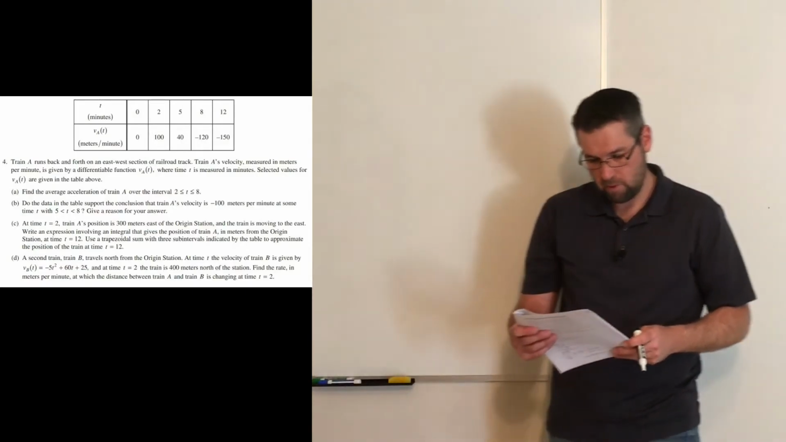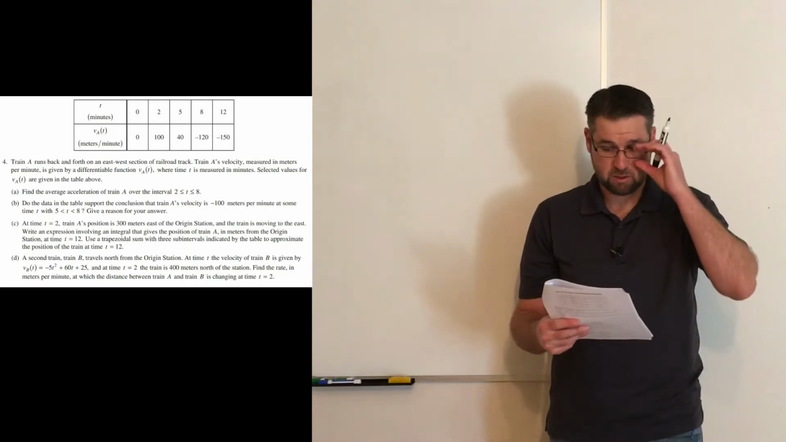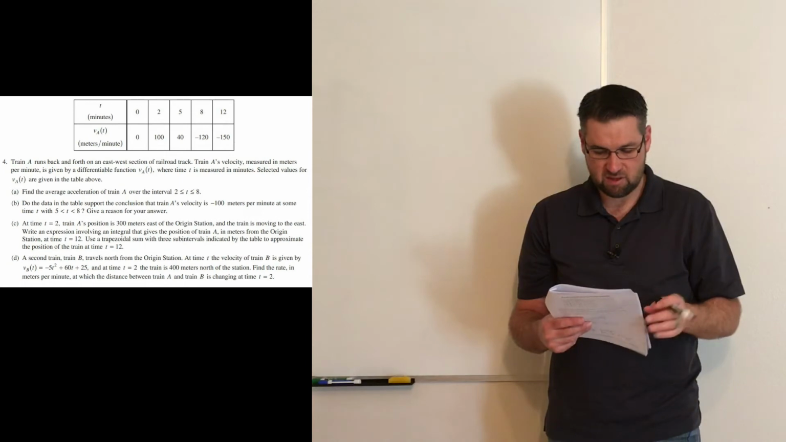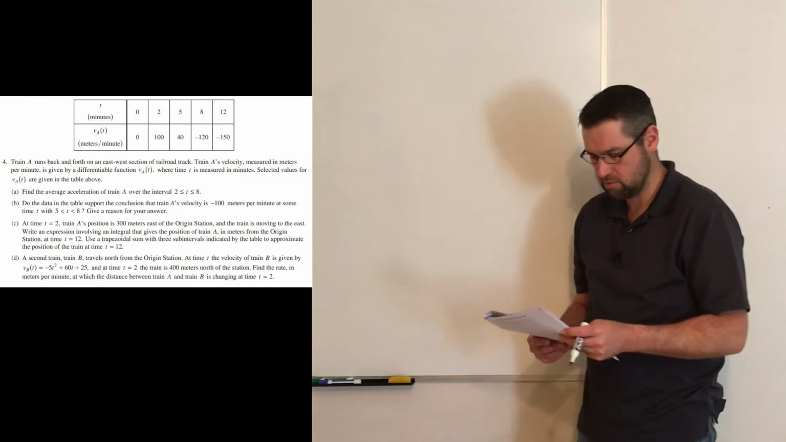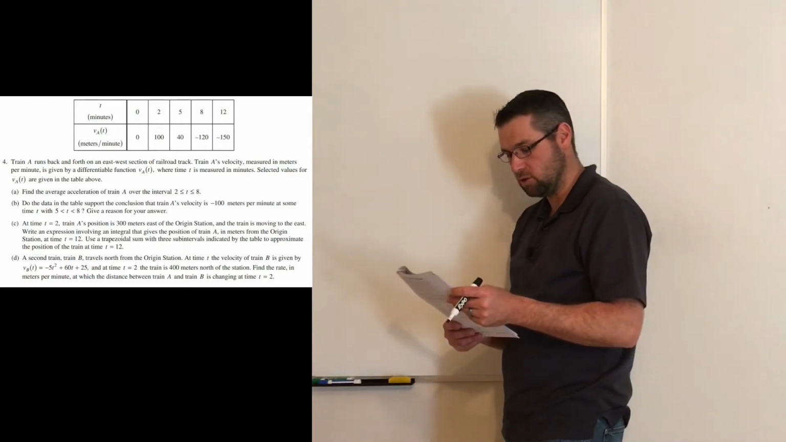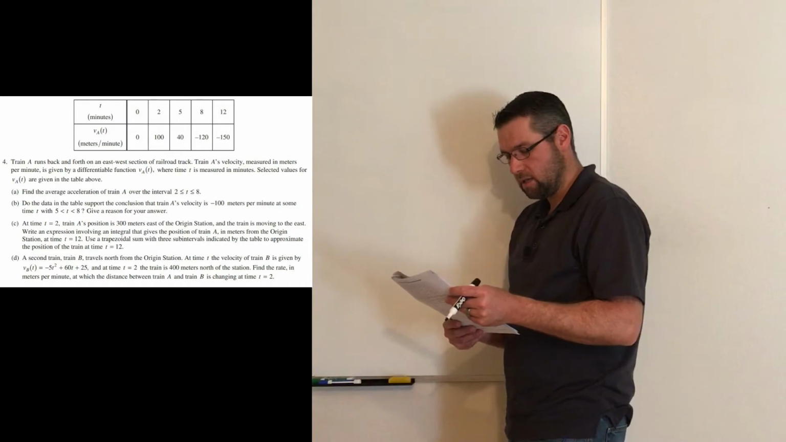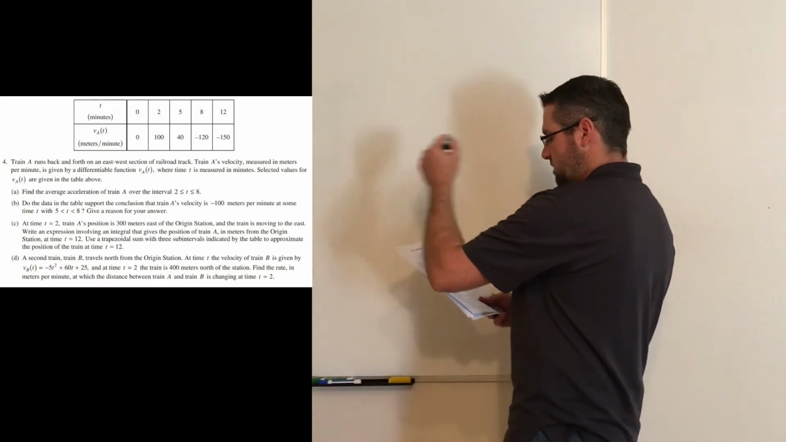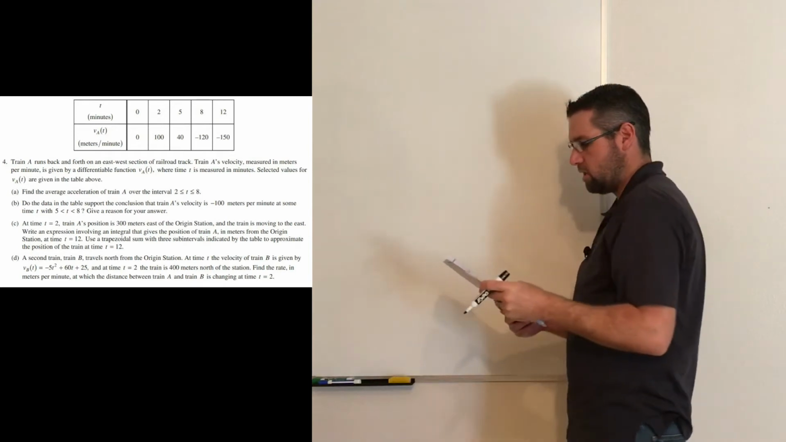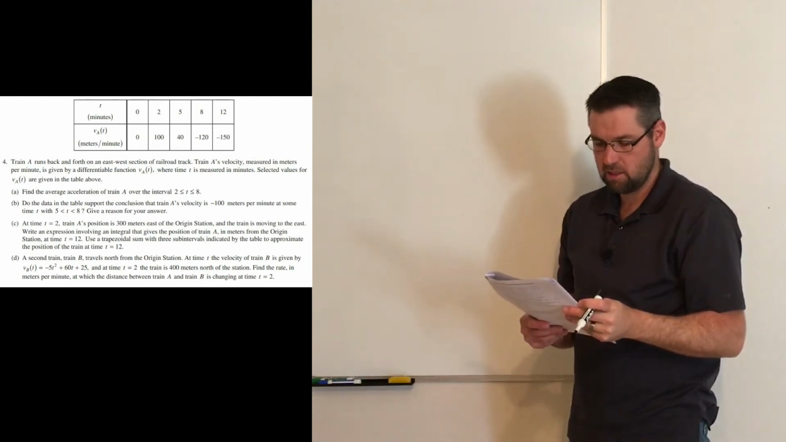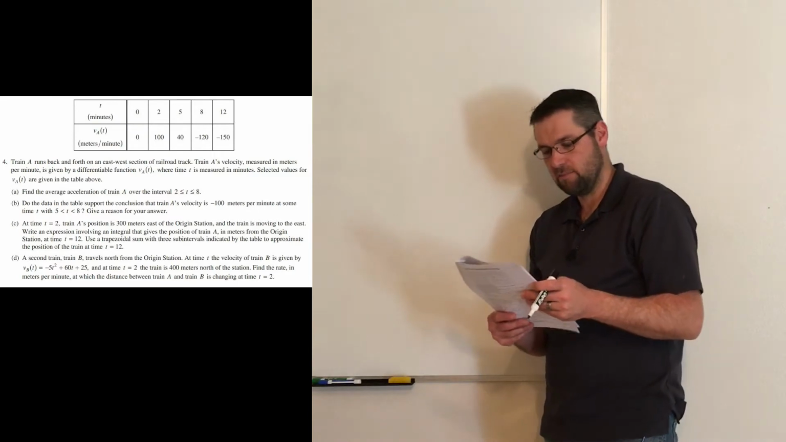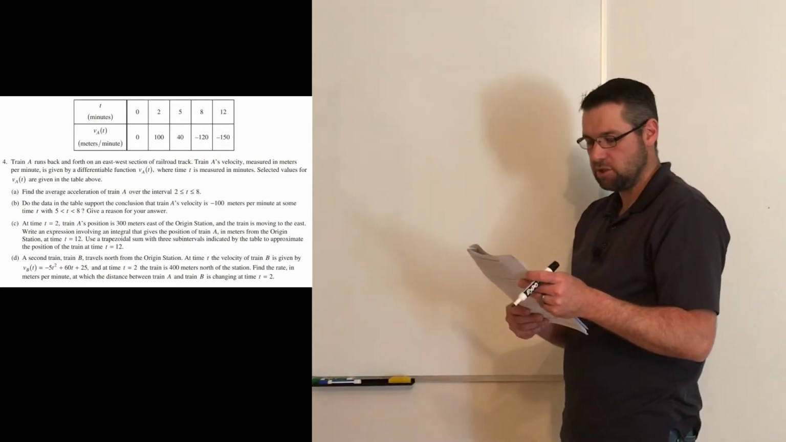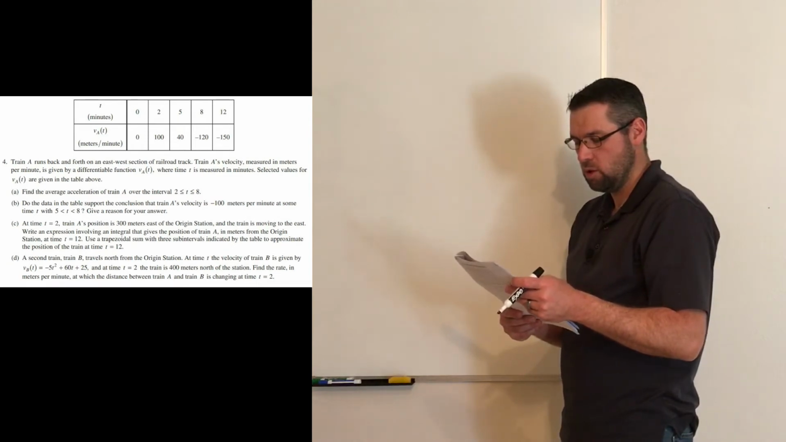In number 4, we're given a table of values where V sub A of t is given, and t is measured in minutes and velocity is measured in meters per minute. It says the train runs back and forth along the east-west section of railroad track. The train A's velocity, measured in meters per minute, is given by the differentiable function V sub A of t, where time t is measured in minutes. Select values of V sub A of t are given in the table above. Part A, it says find the average acceleration of train A over the interval 2 to 8.